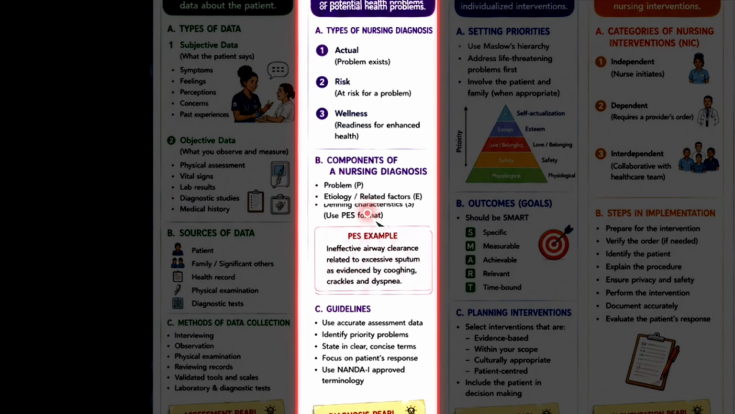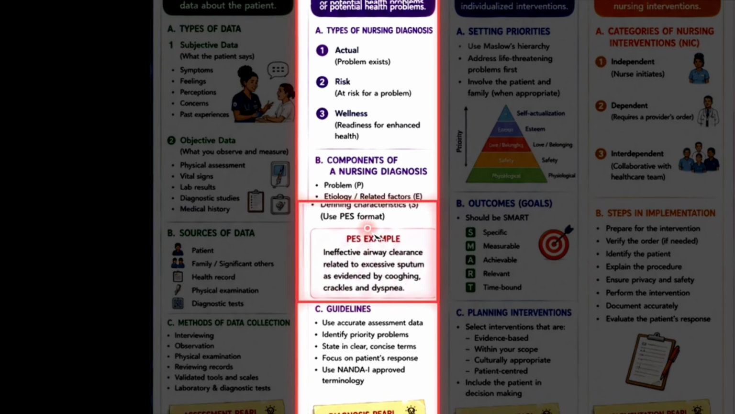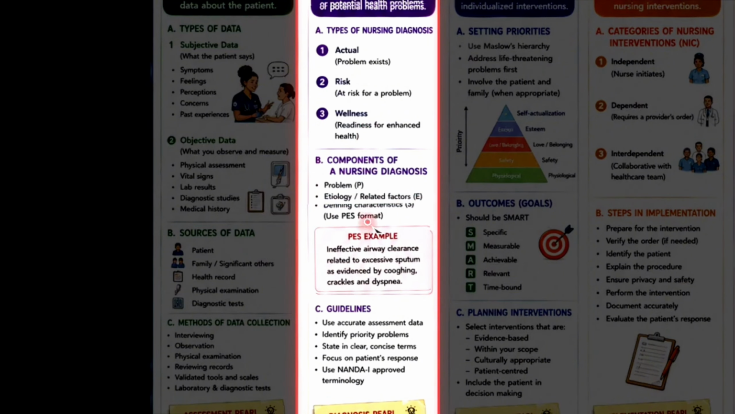To construct a precise, standardized nursing diagnosis, we utilize the famous PES format. P stands for problem, the NANDA diagnostic label describing the health state. E stands for etiology, the underlying physiological or environmental related factors driving the problem. And S stands for symptoms or defining characteristics, the subjective and objective clinical signs proving the diagnosis exists.